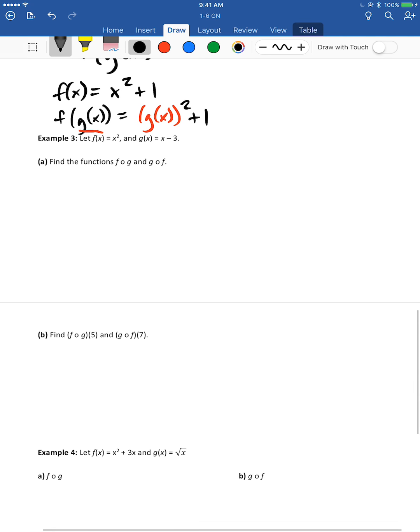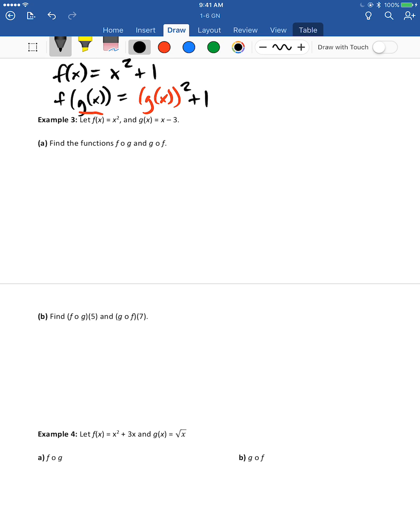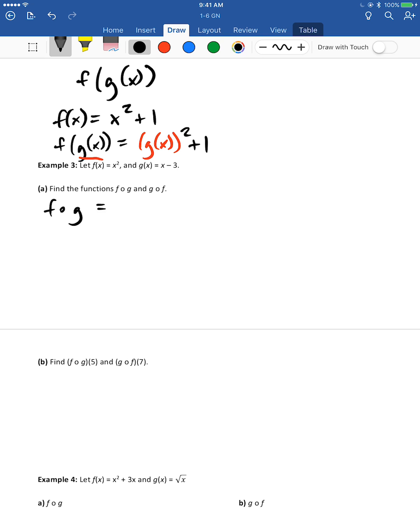So example 3, let f of x equal x squared and g of x equal x minus 3. Find the functions f of g and g of f. Now, composing functions means the order matters. These will be two very different things, as we will very shortly see. Let's start with f of g. According to our definition, this is the same as f of g of x. G of x is x minus 3.